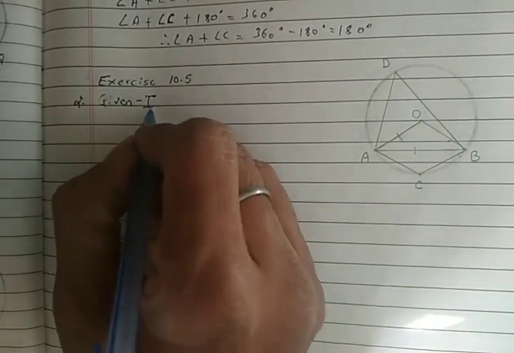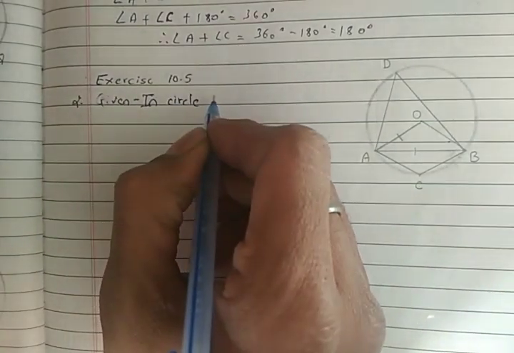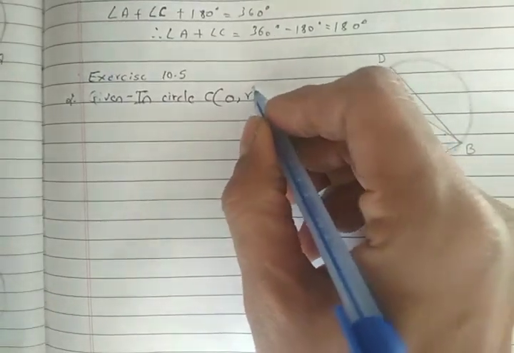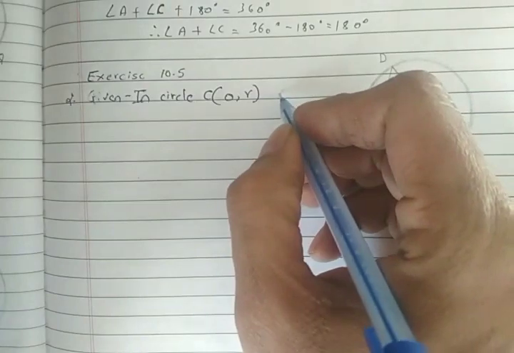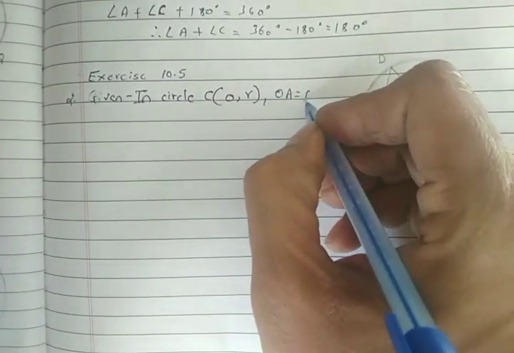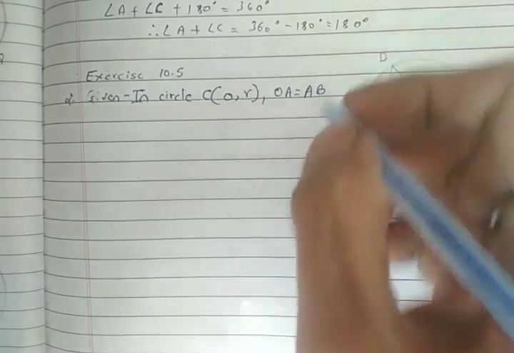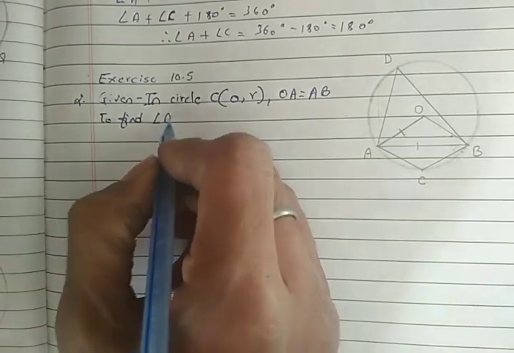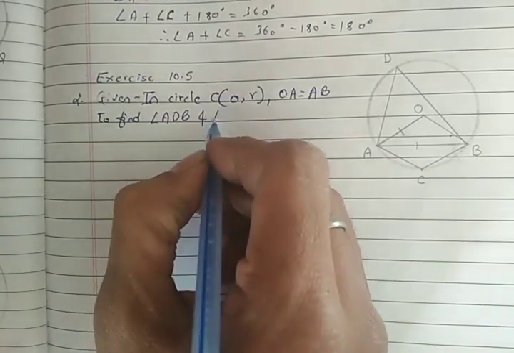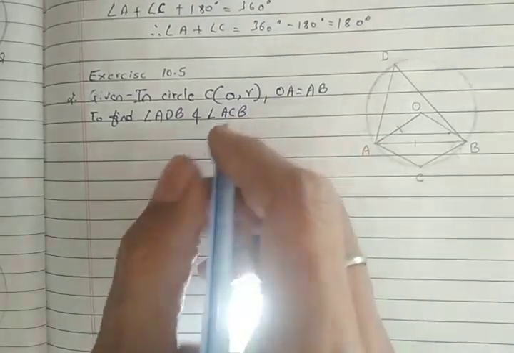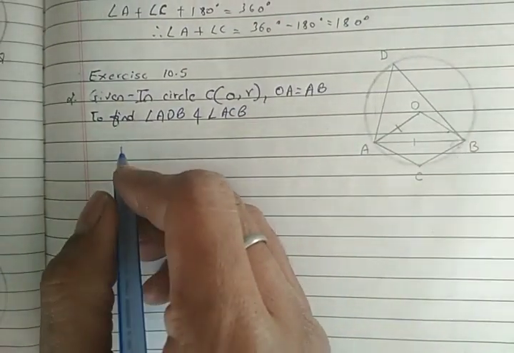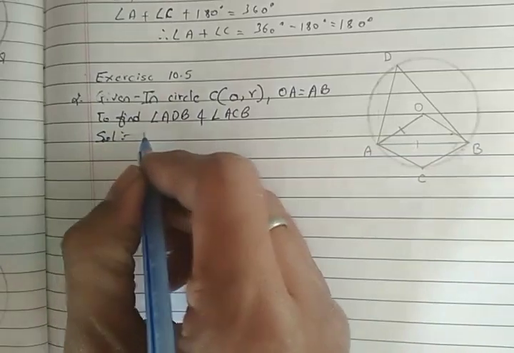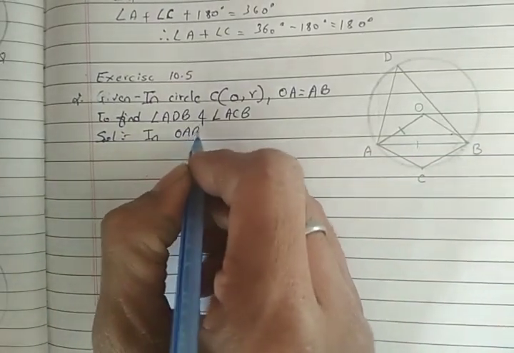Given in circle C, the center point is O and it has a radius R, and OA distance is equal to AB distance. We have to find angle ADB and angle ACB. How will we solve? What is the solution for that? We will consider triangle OAB.